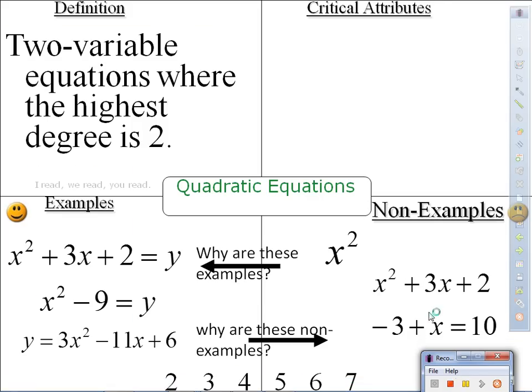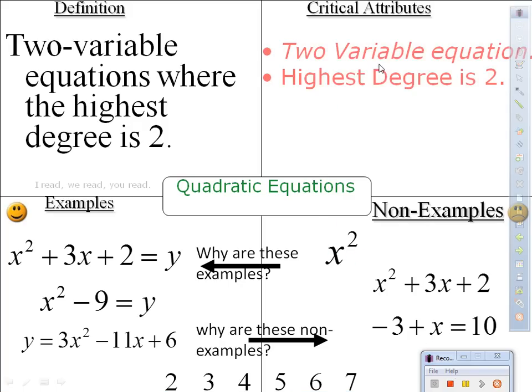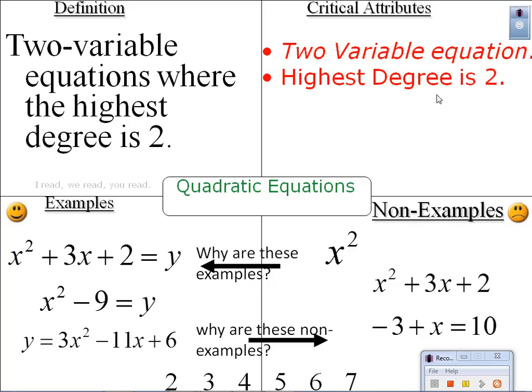To understand quadratic equations, the critical attributes are that they are two variable equations, and the highest degree is 2. So yes, this one's an expression, and this equation doesn't have the highest degree 2. Okay, steps, copy these down, please.